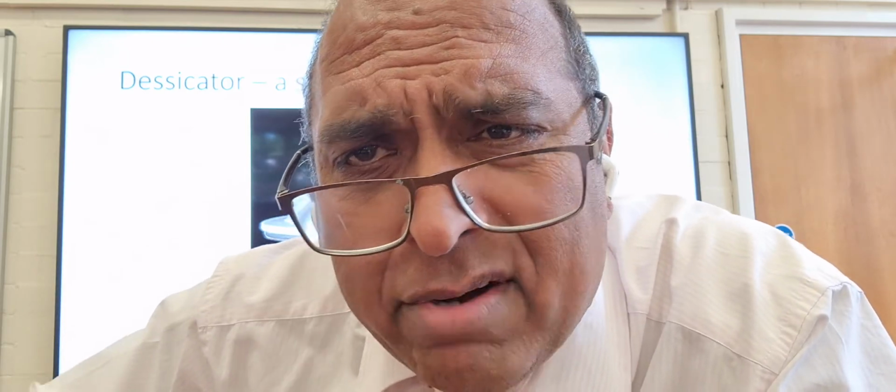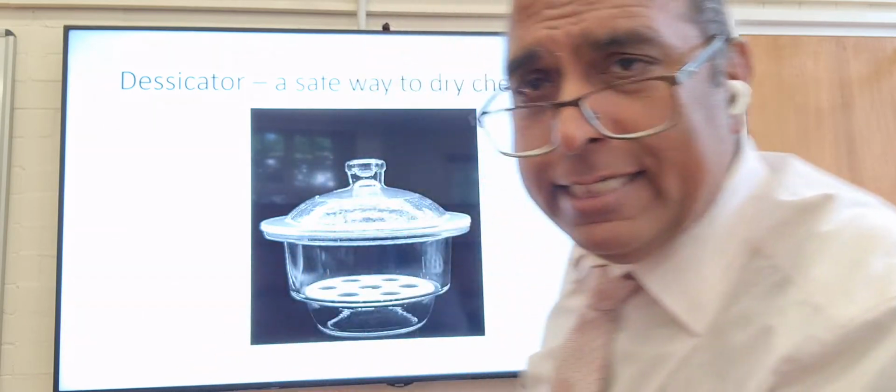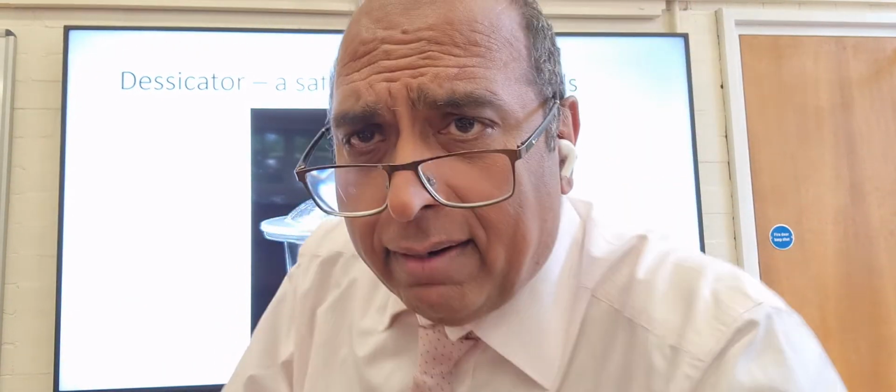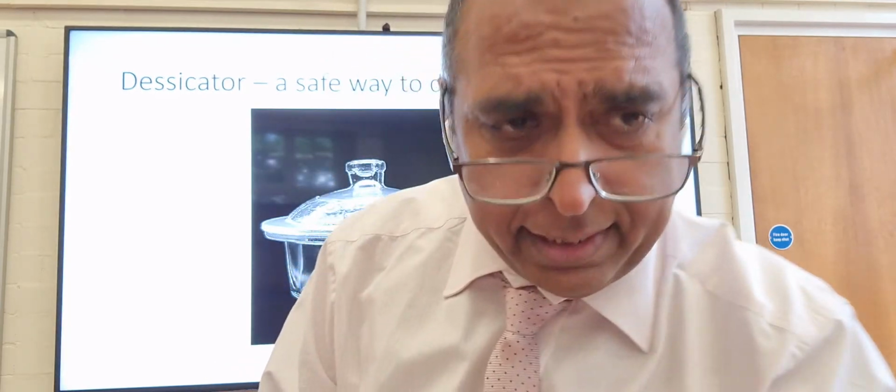Some of my pupils want to dry the crystals in an oven. Some chemicals will decompose in an oven. Ovens can get too hot and the crystals will break down, and that's not what we want. When we want to dry something, we want to safely dry it without messing it up. Desiccator.